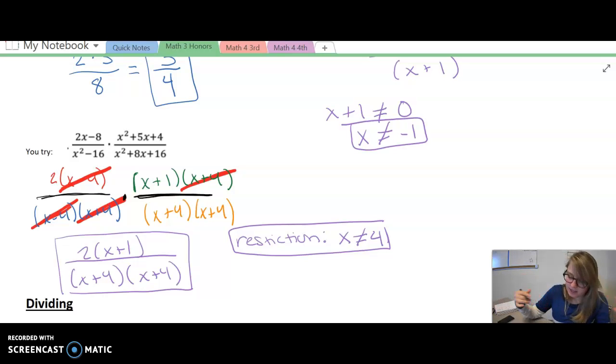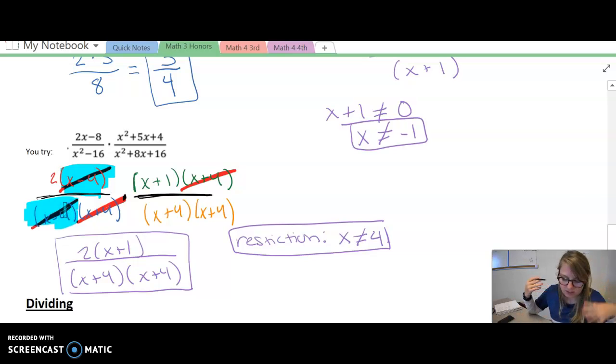Something funky kind of happened with this one, and that was that you could simplify your x minus 4s in the original fraction. So that's something that you need to be aware of as well. If you can simplify something in the original fraction first, that would be great, because it makes it a lot less work for you. But yeah, so that is multiplying. So let's move on to dividing.